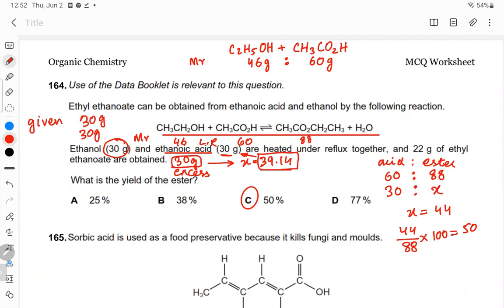And the given mass of ethanol is 30 grams and the given mass of ethanoic acid is also 30 gram. So the thing is that these two masses are not in the exact ratio, because when we calculated the value, what we found is that if there is 30 gram of ethanol, then to react completely with the 30 gram of ethanol, we need 39.14 gram of ethanoic acid. But we don't have 39.14 gram of ethanoic acid. Instead, we have only 30 grams of ethanoic acid. Is this understandable to everyone?